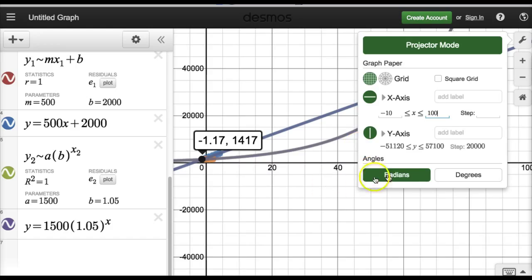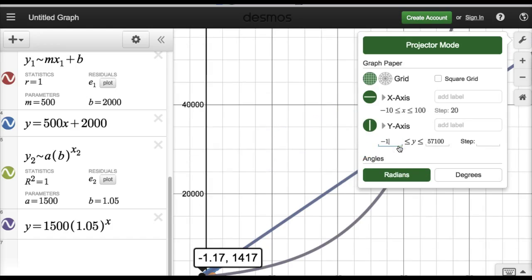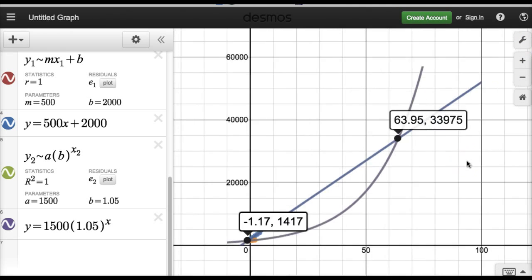Okay? And then for the y-axis, same thing. Why would I need any negative numbers? The salary actually just started at $1,500, I think. But how high do I want to go? Maybe I'll just leave it like this. And now when I click on it, oh, I see that.